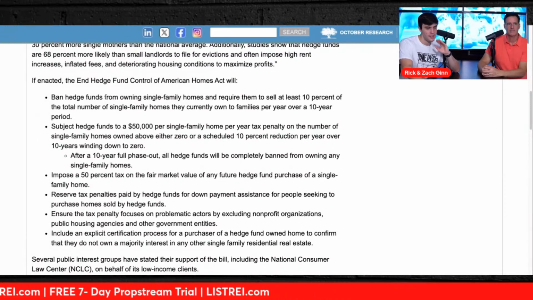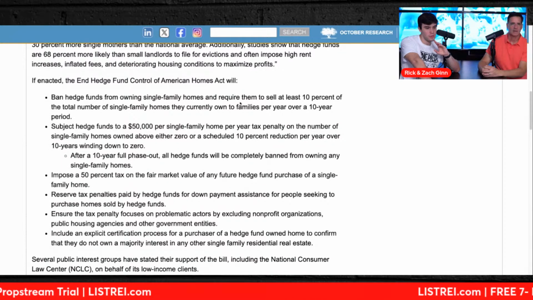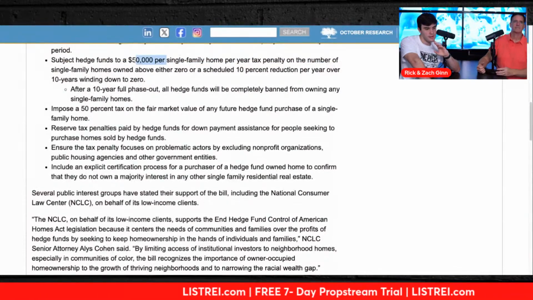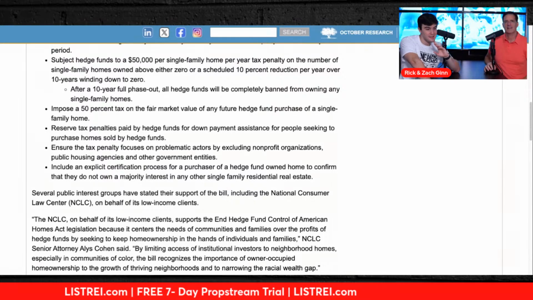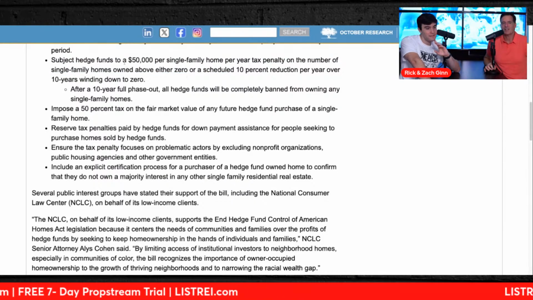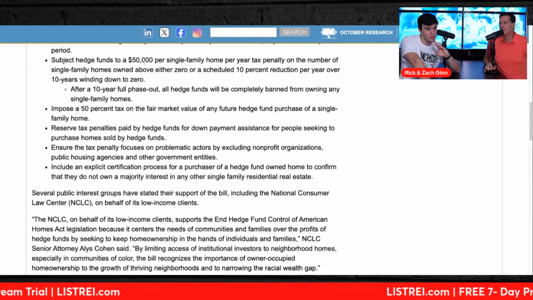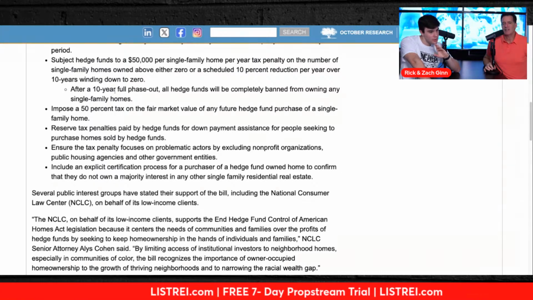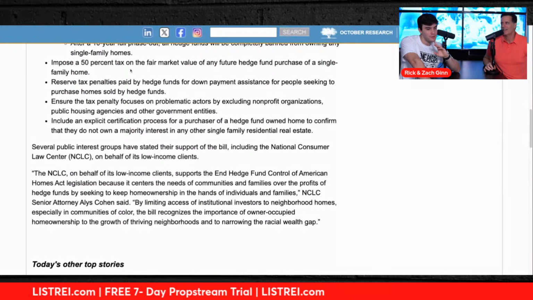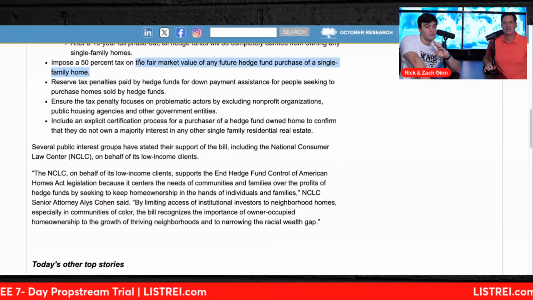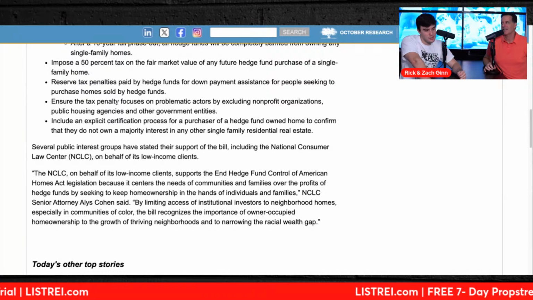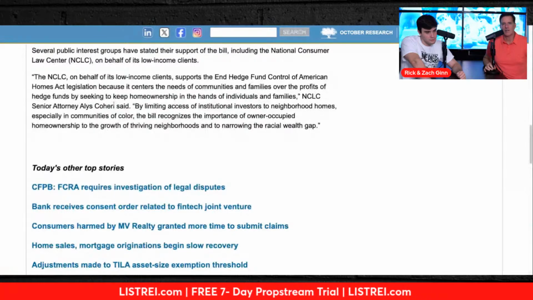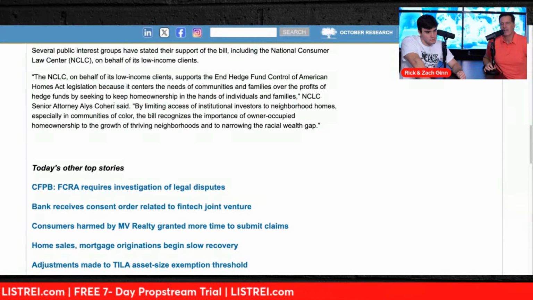Ban hedge funds from owning single-family homes and require them to sell at least 10% of their total amount. Subject hedge funds to a $50,000 per single-family home per year tax. Wow, guys, this is a $50,000 per house tax per year. They're banned from owning any houses. It imposes a 50% tax on the fair market value of any future house bought. If this passes, we give the government the ability to dictate who buys what for how much and what the tax is, everything on it. It's never going to fly.